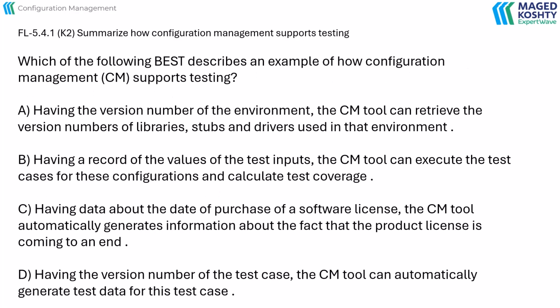Q2. Which of the following best describes an example of how configuration management (CM) supports testing? A. Having the version number of the environment, the CM tool can retrieve the version numbers of libraries, stubs, and drivers used in that environment. This is correct. CM can keep track of different version numbers of each item that constitutes a complex item such as a test environment.